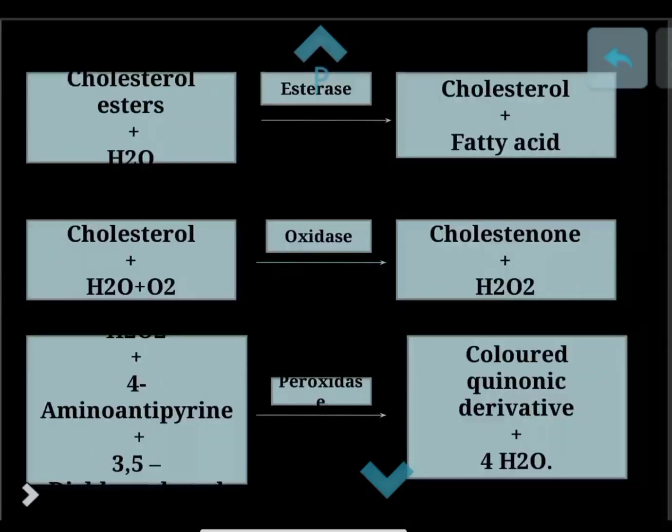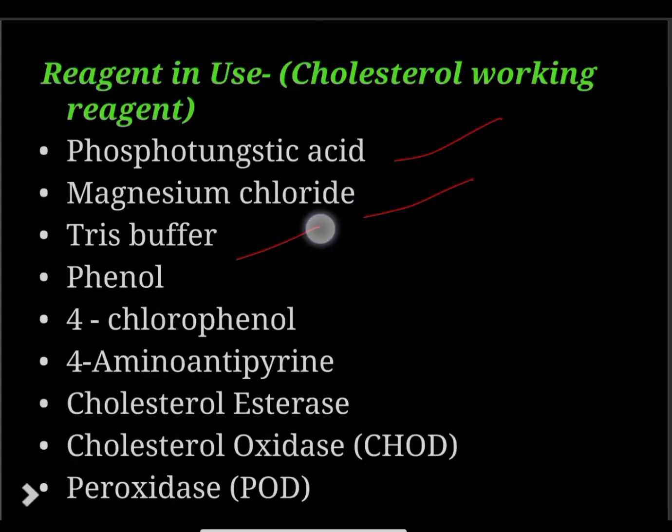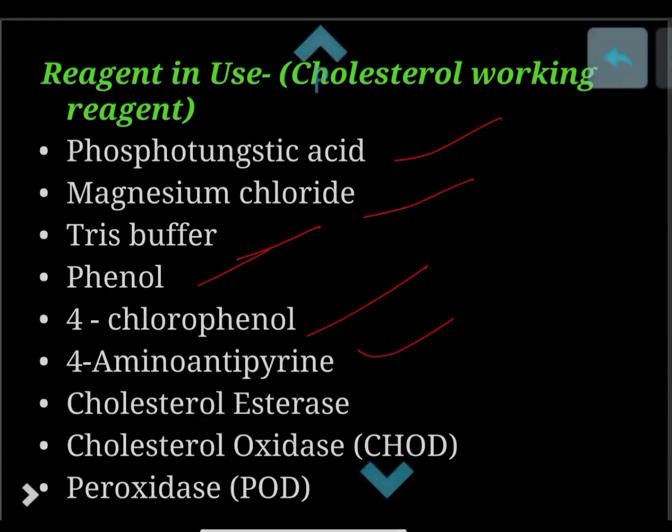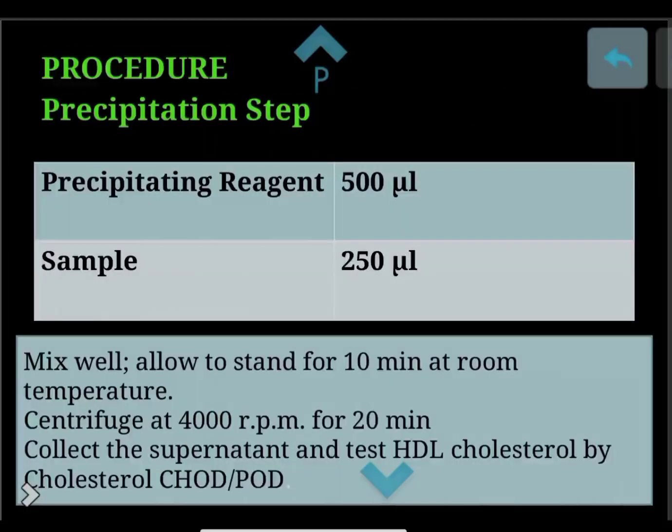Next, the principle is the same as the cholesterol estimation. HDL cholesterol ester is converted into cholesterol and fatty acid in the presence of esterase. This cholesterol is again converted into cholestenone in the presence of oxidase, along with H2O2. H2O2 then reacts with 4-amino antipyrine and 3,5-dichlorophenol in the presence of peroxidase enzyme and gives a colored quinonimine derivative and H2O. What are the reagents used? The components of the reagent are phosphotungstic acid, magnesium chloride, Tris buffer, phenol, 4-chlorophenol, 4-amino antipyrine, cholesterol esterase, cholesterol oxidase, and peroxidase.